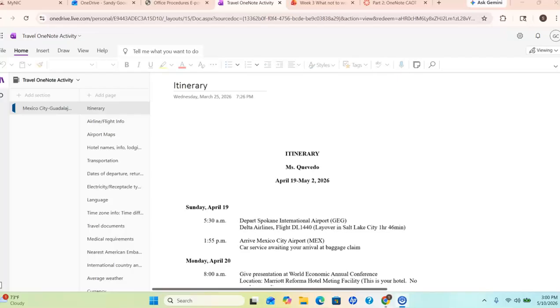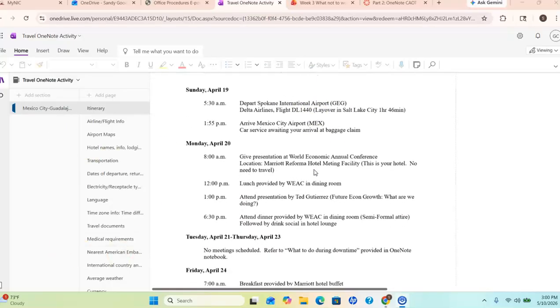All right, my picto chart was not opening, so I skipped ahead and went to the travel OneNote activity that we did for Miss Quevedo. This took a long time to do, and there were so many details and so many things that you had to go through for an executive to travel somewhere.